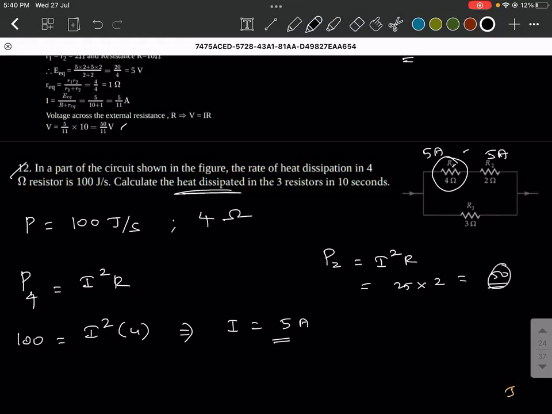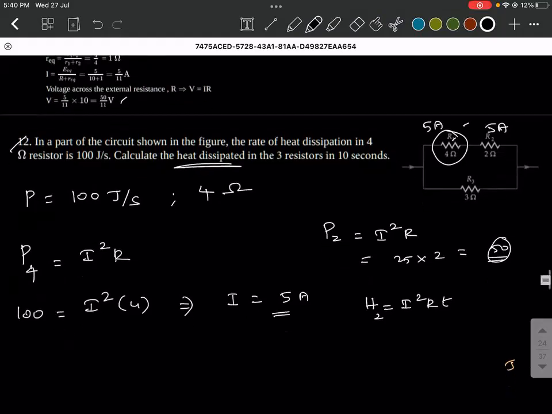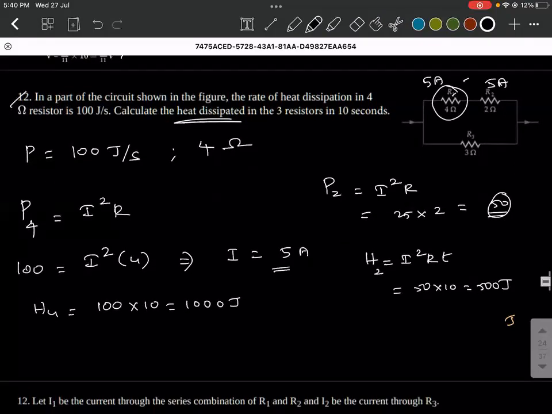So what should I do to this 50? Multiply it with? If power is I square R, what is heat? Now, across all the 3 resistors, you need to find the heat. So 50 into 10, that is 500 joule. Heat across the 4 ohm resistor is how much? They've already given the power, 100 into 10, which is going to be 1000 joule. So how much is the value of current that is flowing across the 3 ohm resistor? That I don't know. How will you find it?